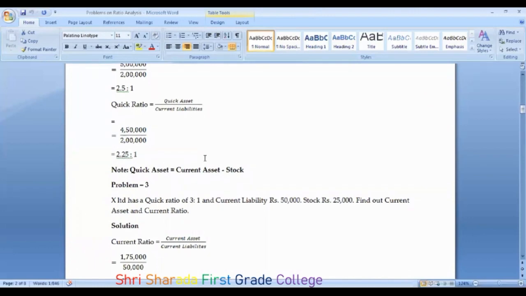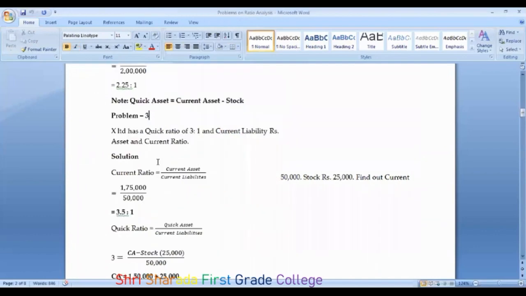Okay. And to note this also, very important: if no quick asset is given, you need to find out the quick asset like this, current assets minus stock. This is how we have calculated here. Quick asset is current assets minus stock. Clear? Yes.